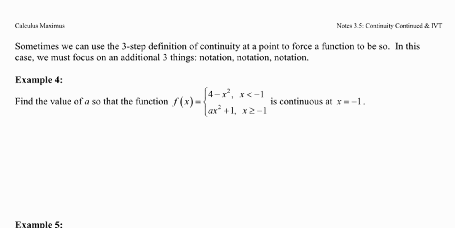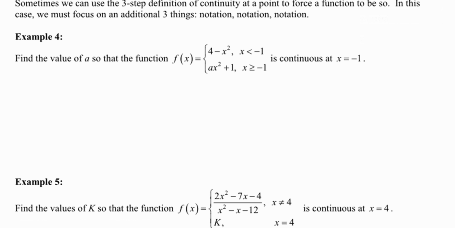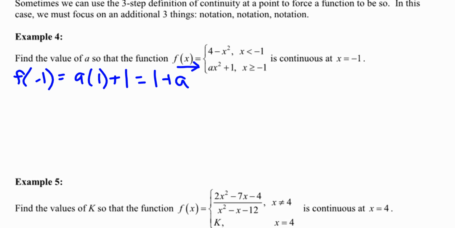All right, so with this one, it's a little bit different. We're going to find the value to make it continuous. In this case, we need to figure out what the function value is when we plug in -1. We're looking at this part. So plug in -1, we get a times -1 plus 1. So we have 1 plus a.